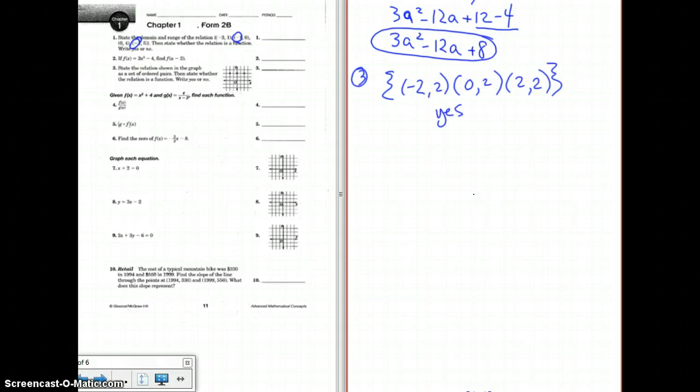You can also do what's called the vertical line test. As long as you can draw a vertical line through the points and never cross more than one point on a line, then it's considered a function.